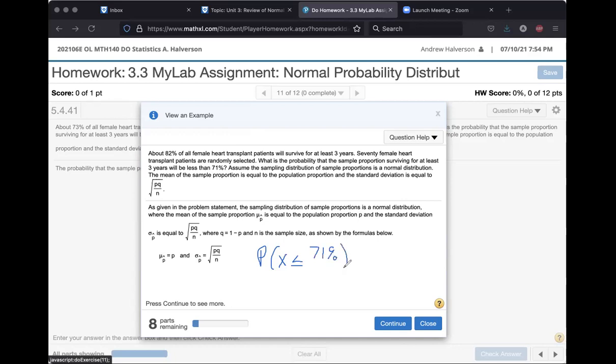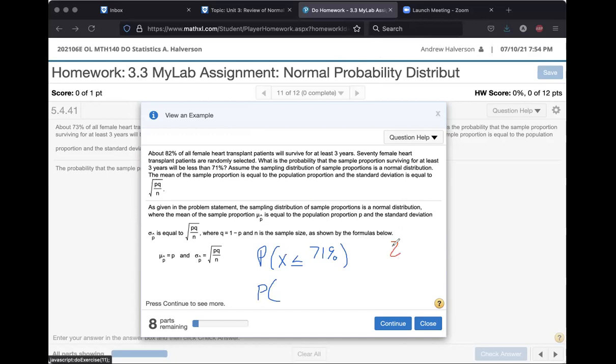Now, when you're dealing with the normal distribution, you can't actually find this. What you have to do is convert this to a z-score value, this value right here. What's the z-score associated with 71%? Oh, remember, we just found that.